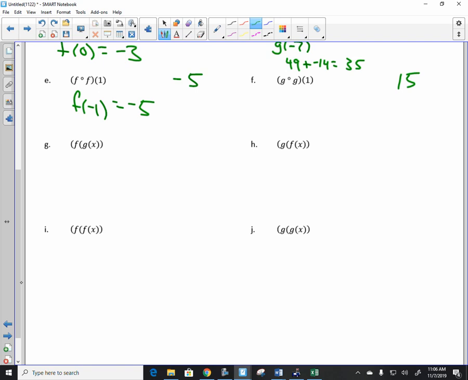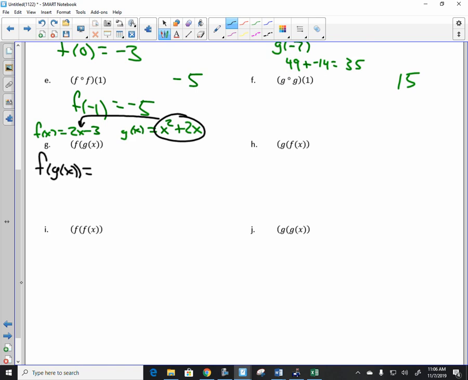There's just x, right? So if we have f of x is equal to 2x minus 3, and g of x is equal to x squared plus 2x, this is saying to take all of g of x and place it into the x value for f. And when you do that, you get f of g of x is equal to 2 times x squared plus 2x minus 3. Or 2x squared plus 4x minus 3.